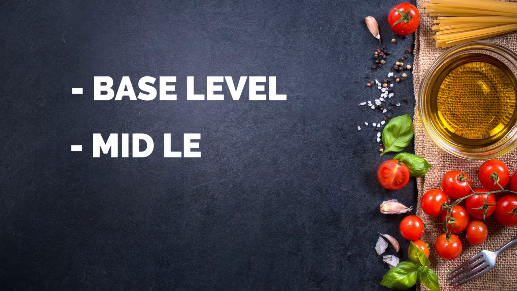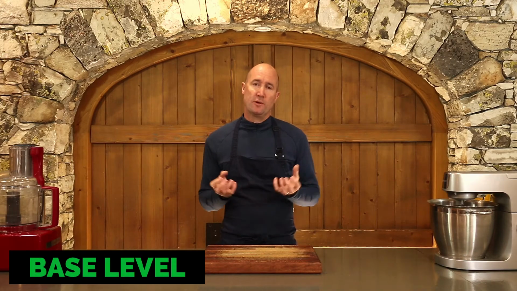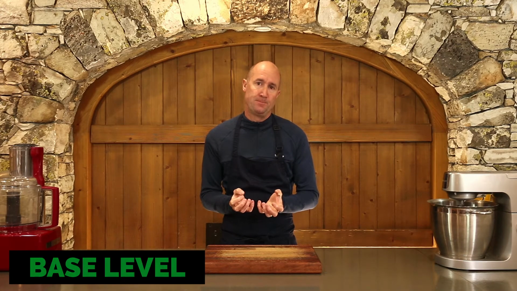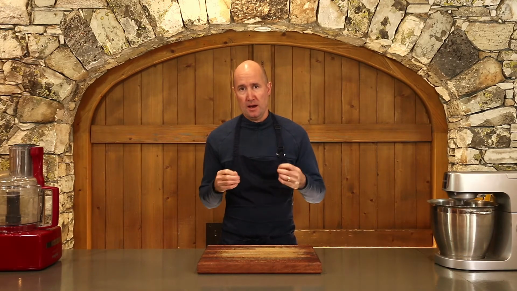These three main levels that we refer to are the base level of flavour, the mid-level of flavour and the finishing flavour. The base level of flavour is the underlying level of flavour where the richness of the dish comes from. You can't necessarily identify the individual items that are in that level of flavour, but it's the layer that dictates whether the dish is going to be rich in flavour or bland.